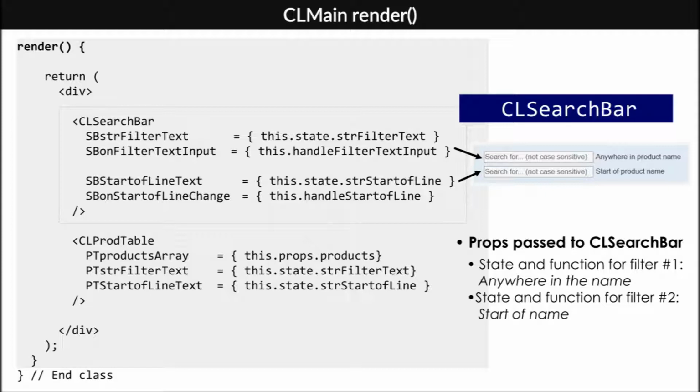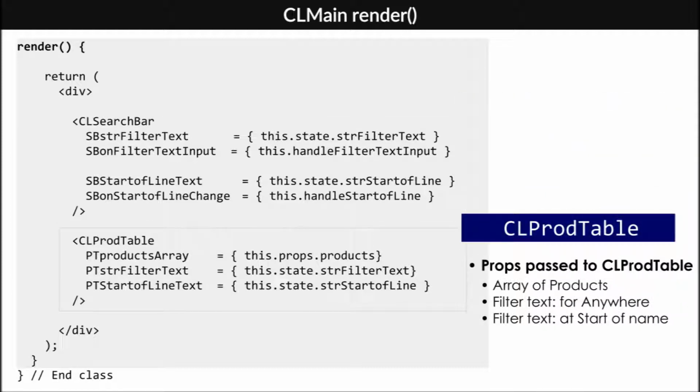Let's have a look at product table. Now the product table has got three inbound properties, parameters. Three inbound properties. The product table itself, the full list of all of the records that you have to sell, and of course the potential is that you want to filter what's displayed. So you have to hand in the state fields for both the filter anywhere in the record name and filter at the start of the record name. So three things being passed in to the product table React component.